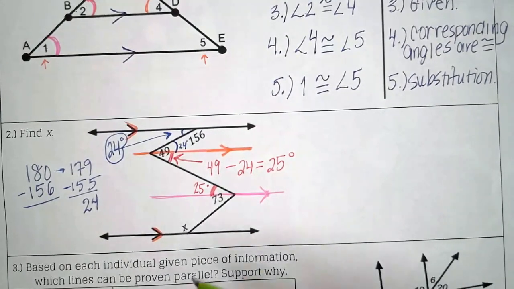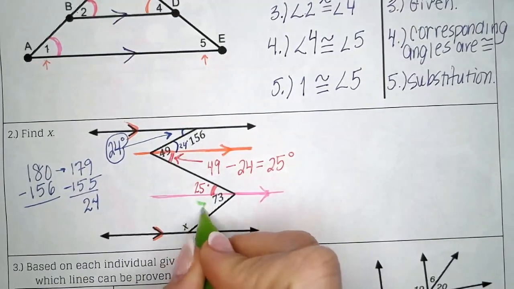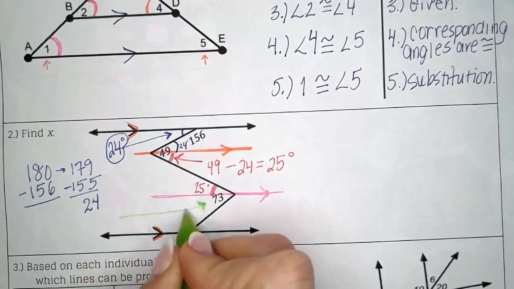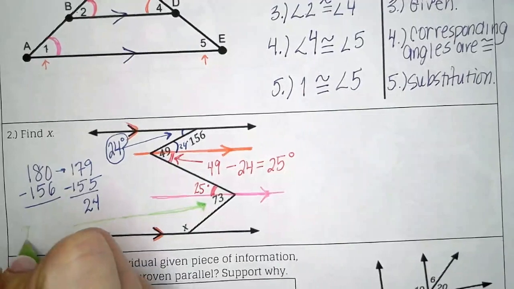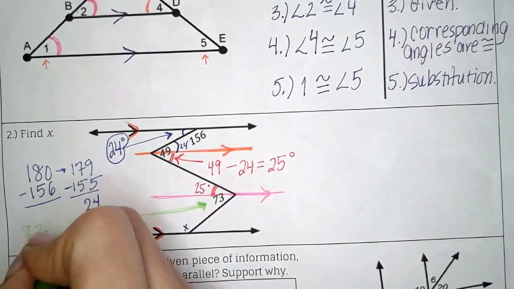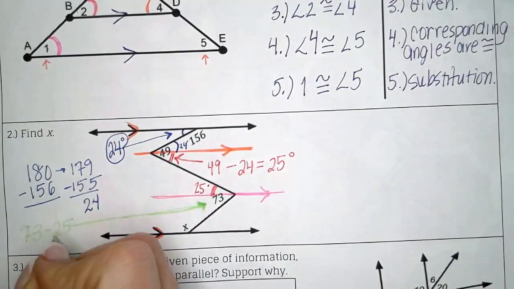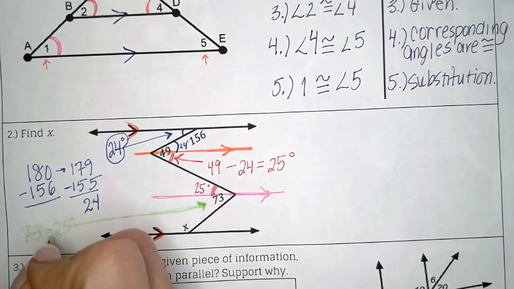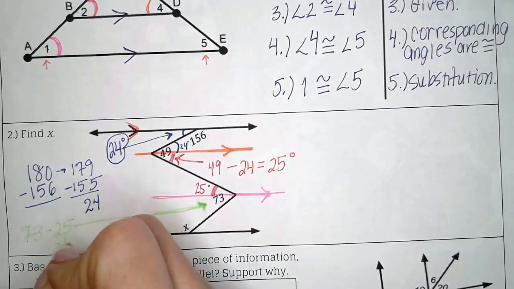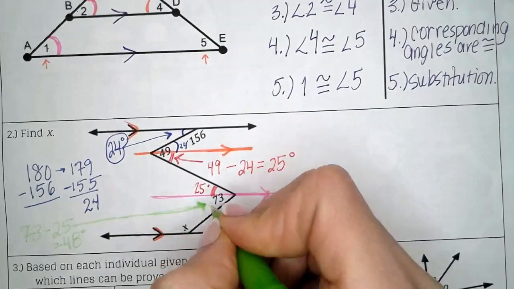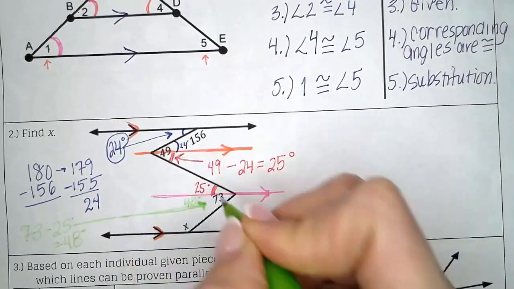Yep, 73, take away 25. So this guy right here, I know this is like electric green, I don't know how well it's going to show up, but go over here. Just so I'm showing all the work to tell a bit of a story. 73 minus 25. Well, 73 minus 20 is 53. Minus 3 is 50, minus 2 more, 48 degrees. So this angle is 48 degrees right there.